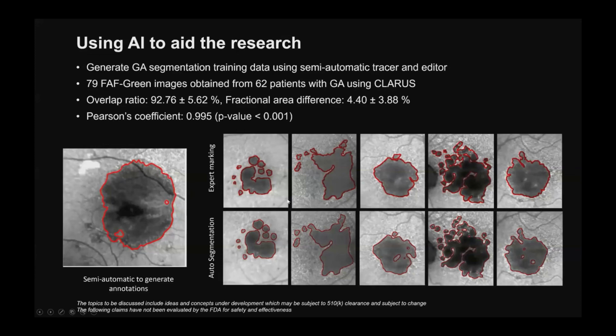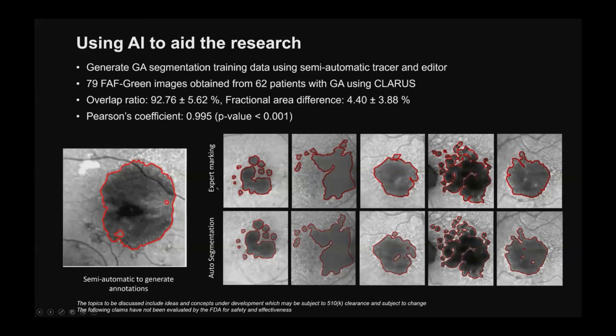What you're seeing on the screen, the top part is the expert marking. The bottom of the panel contains the results from automatic segmentation. You could see that qualitatively, the results from the automatic segmentation are very similar to the expert marking.